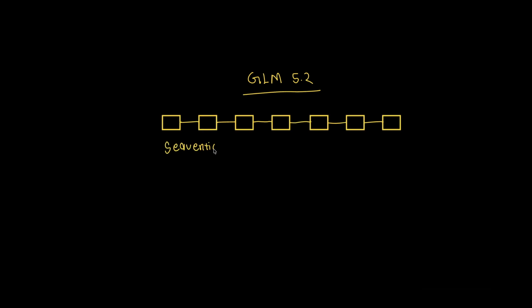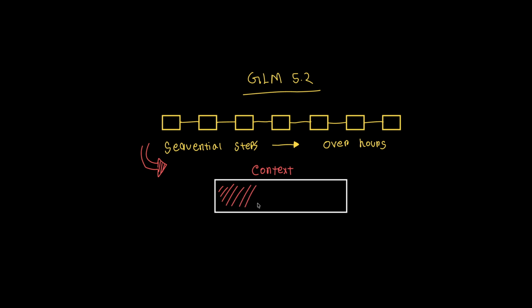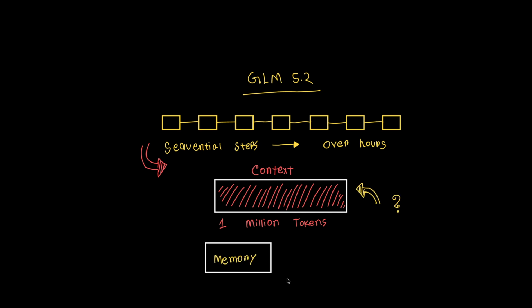GLM 5.2 is designed to work autonomously through complex code bases across thousands of sequential steps over hours without losing track of the objective. And to do that, the model needs to hold a huge amount of context at once, about 1 million tokens. Now you might be wondering, why is that actually hard to build? Seems like you'd just give it more memory and move on. But the problem isn't storage, it's attention.